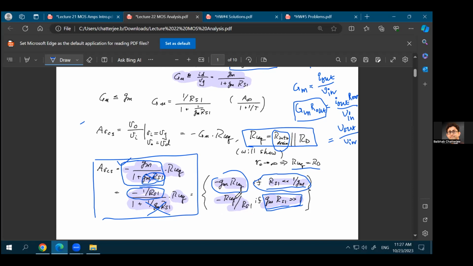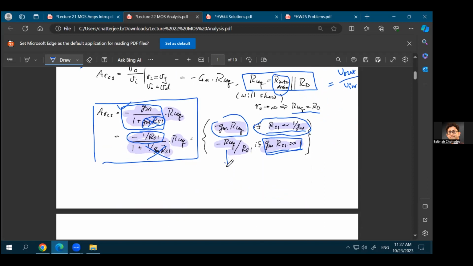And this is what we had been talking about all the time, that if your RL equivalent, if the equivalent resistance looking at the drain is equal to RD, then this equation just becomes minus RD divided by RS1. So the ratio of those two resistances. But for that, your Gm times RS1 has to be much higher than 1.